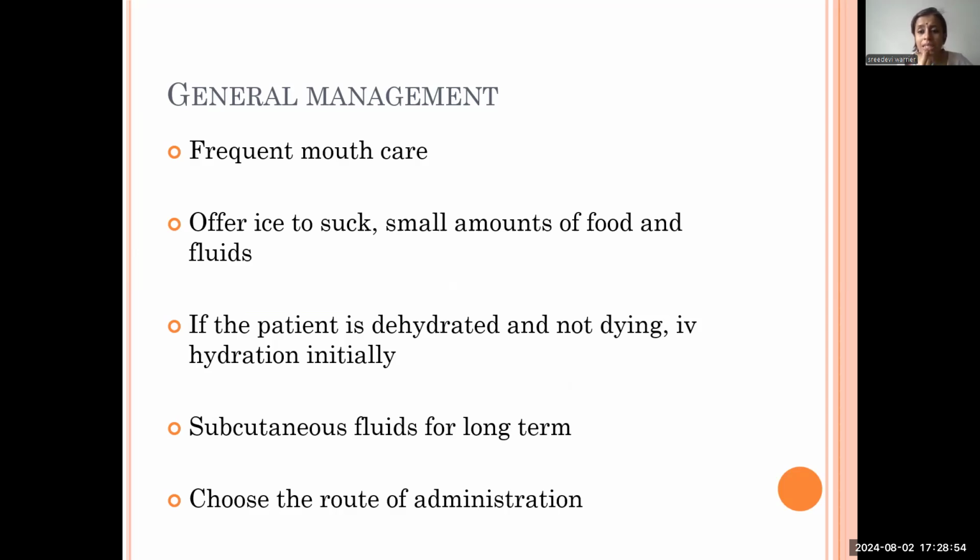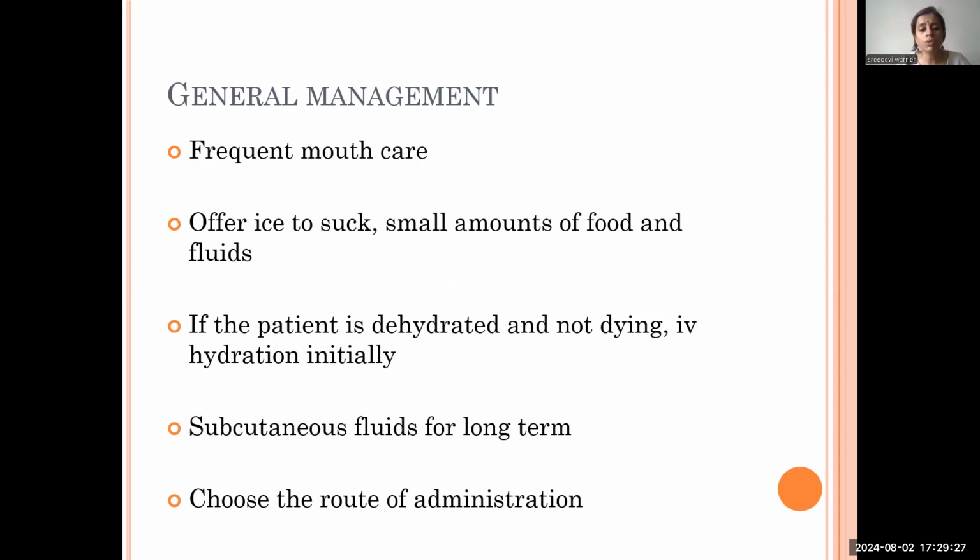And if the patient is very badly dehydrated and not dying, we can think of IV hydration, but we generally don't go for IV hydration in someone with malignant bowel obstruction. We can always rely on some subcutaneous fluid to maintain hydration. Again, a very important thing: we should choose the route of administration. Now they are unable to swallow. They keep vomiting whenever they swallow something. So we cannot give tablets, right? Oral medications will become impossible.